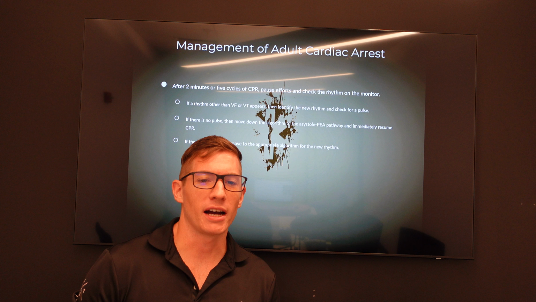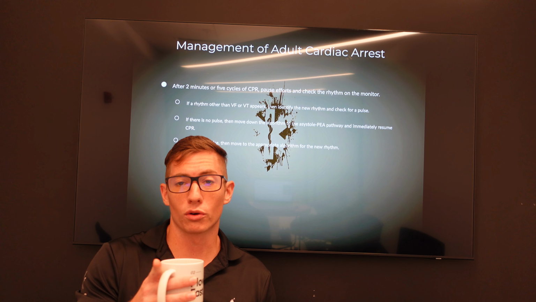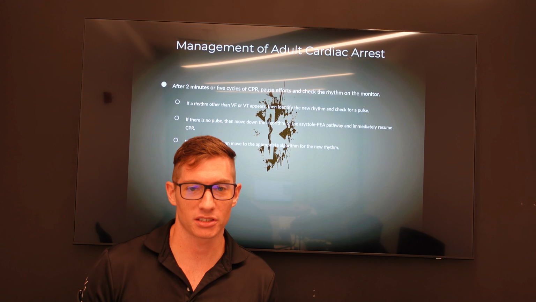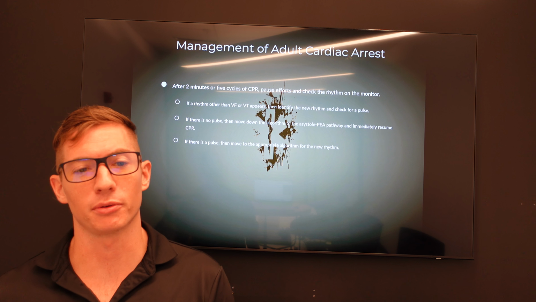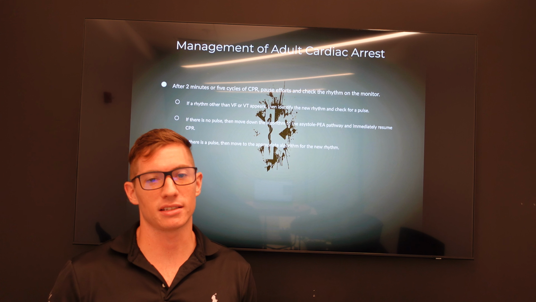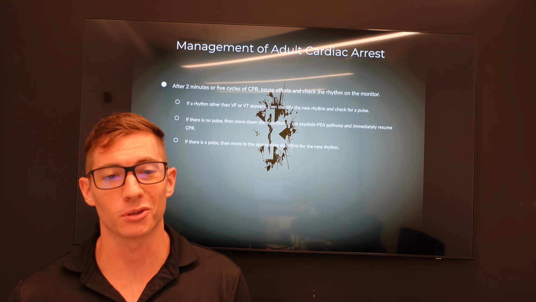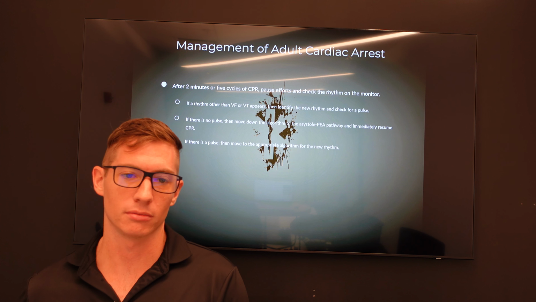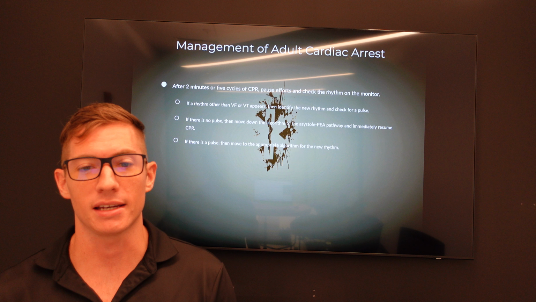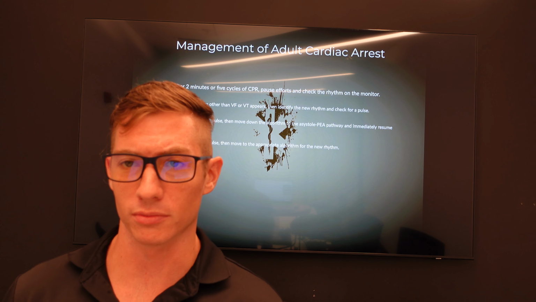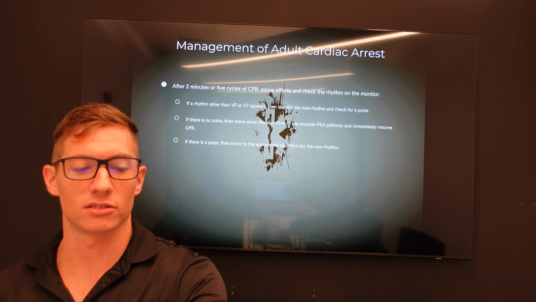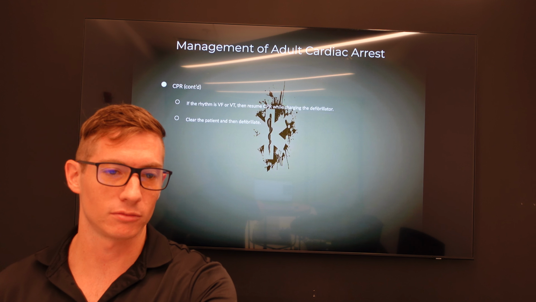After 2 minutes or 5 cycles of CPR, we're going to pause resuscitation efforts and check the rhythm on the monitor. Let's see what we got. If the rhythm is other than VF or VT, identify the new rhythm and check for a pulse. If there is no pulse, move down the algorithm to the asystole PEA pathway and immediately resume CPR. If there is a pulse, move to the appropriate algorithm, whether it's tachycardic, bradycardic, whatever.